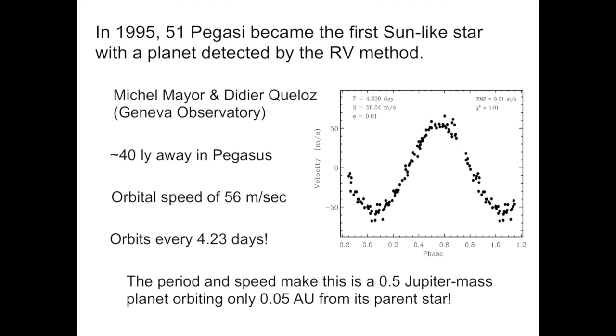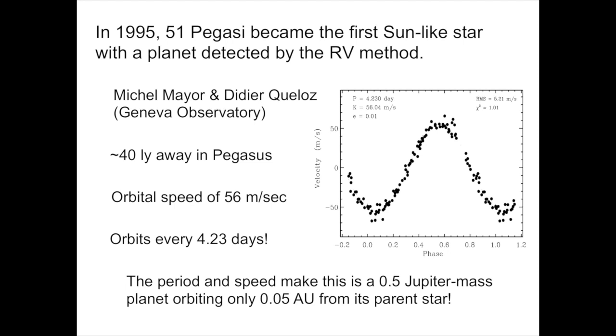If you use the orbital period and the orbital speed, and you use Newton's version of Kepler's third law, you can determine that this is the signature of a Doppler wobble from a 0.5 Jupiter mass planet orbiting only 5/100ths of an astronomical unit away from its parent star.